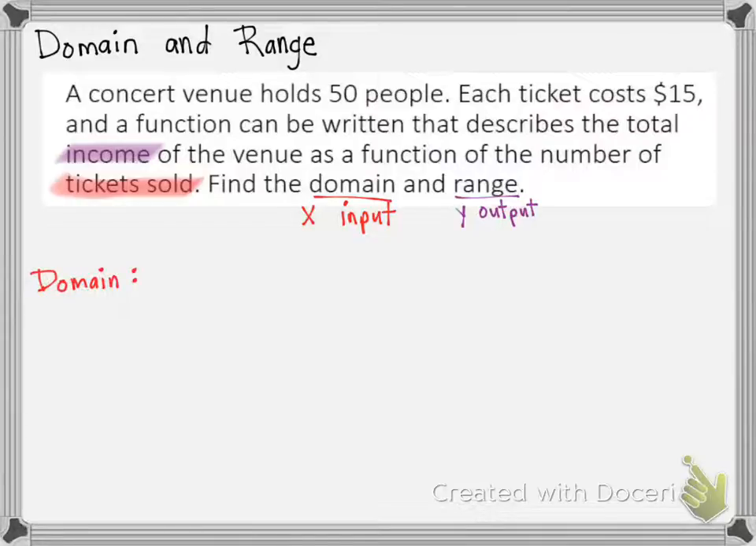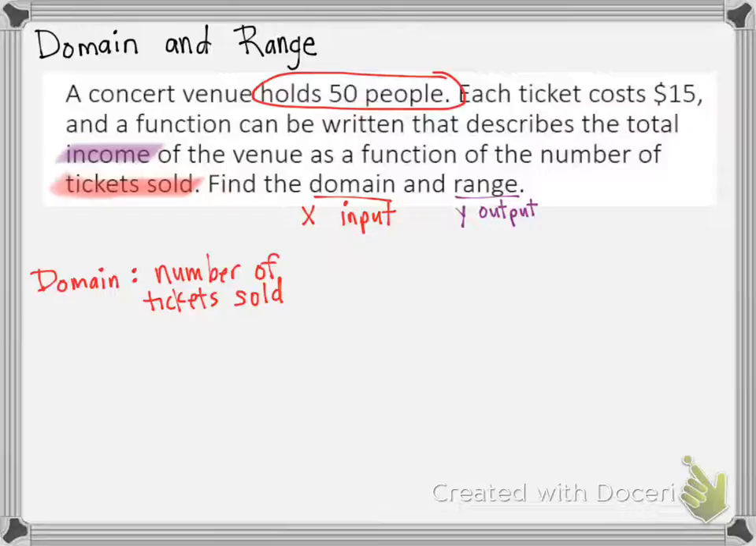Let's go ahead and investigate further. Since the domain is the number of tickets we sell, we have to look at what the possibilities are. Our venue holds up to 50 people, which means we could sell anywhere from 0 to 50 tickets. So x is between 0 and 50.